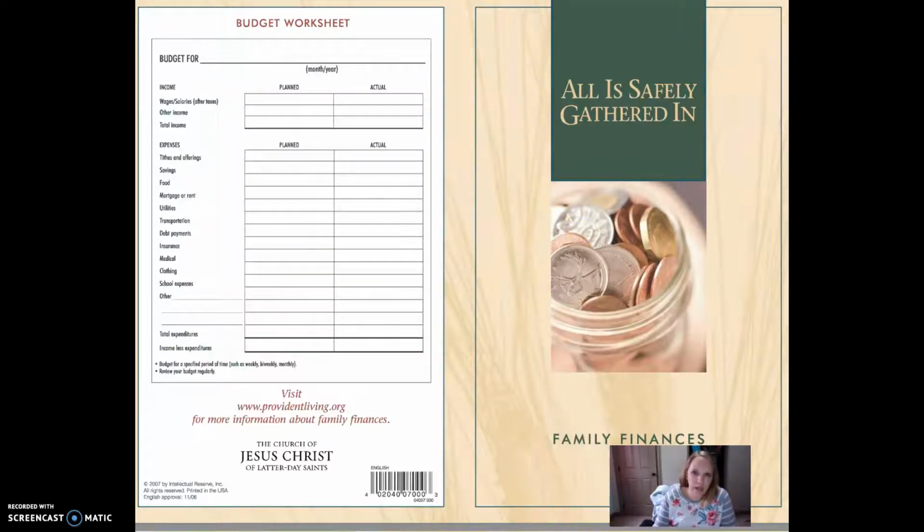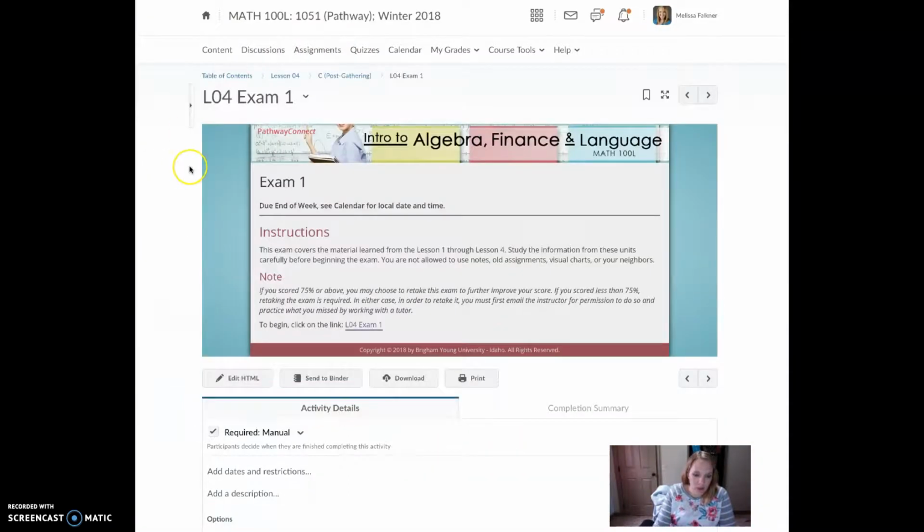Okay, second thing, last thing too, you have your first exam this week, and your first exam has 21 questions, and some of you have already taken it, actually, but I just want you to be aware of this note. If you score higher than a 75% on the exam, if you choose to, you can retake it, but you don't have to. If you score lower than a 75% on the exam, you are required to retake it. Either way, if you choose to retake the test to try to earn a higher score, you need to send me an email as soon as possible, okay, so I can approve it for you.